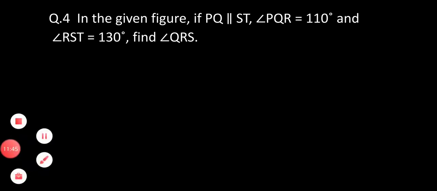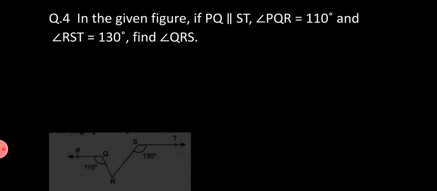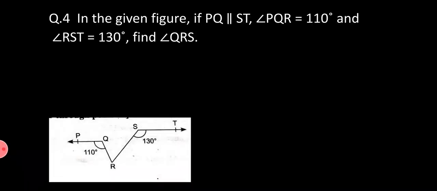Question number 4. In the given figure, if PQ is parallel to ST, angle PQR equal to 110 degrees and angle RST equal to 130 degrees. Find angle QRS.